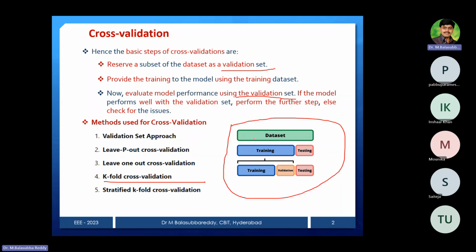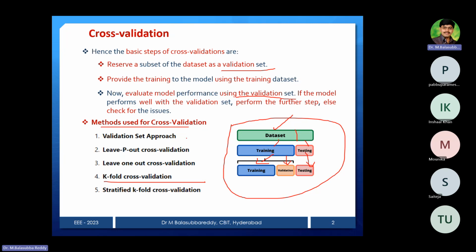What is the picture you can observe? This is what I showed in the previous slides also. There is a data set. In the data set, we are dividing two parts. One part is a training part, and the other part is a testing part. Again, in the training part, when we go for cross validation, we divide again, and some portion is used for training, and a small portion is reserved for the validation purpose, as usual, and then the testing purpose. This is the splitting.